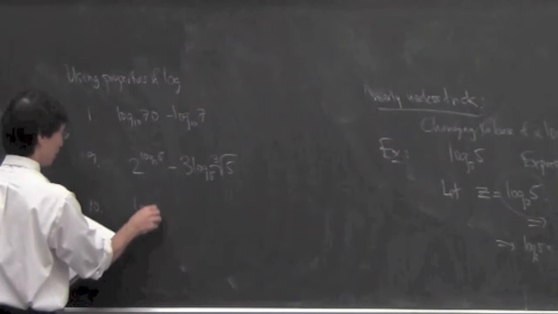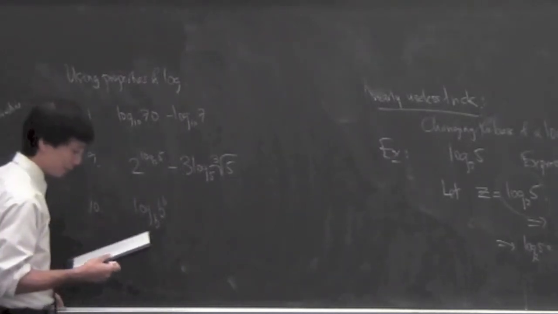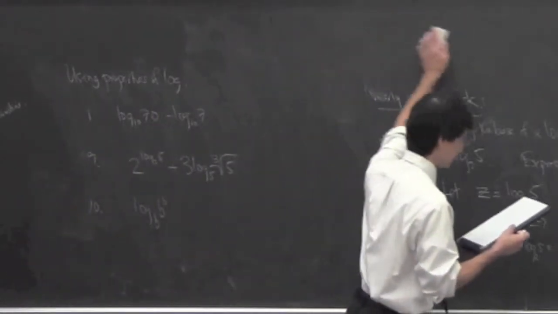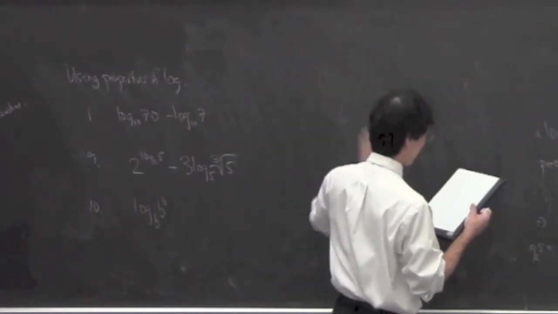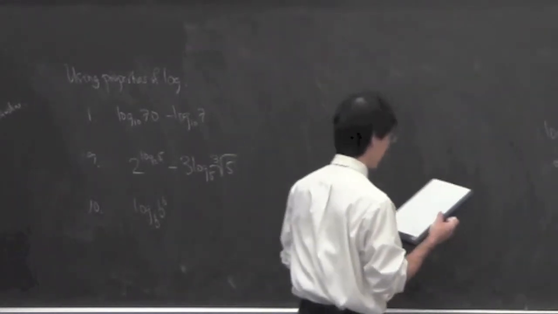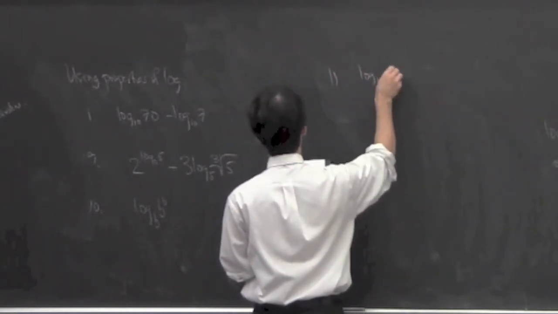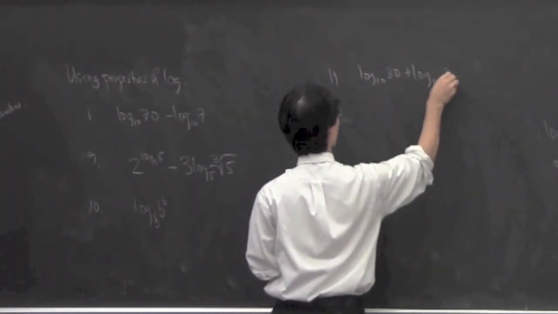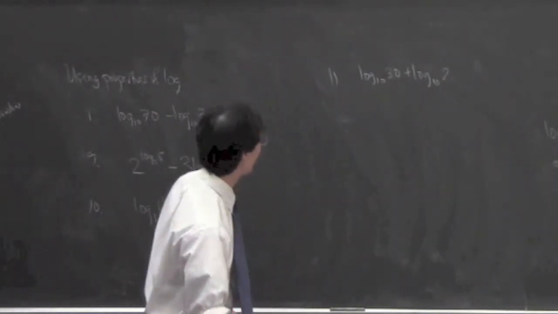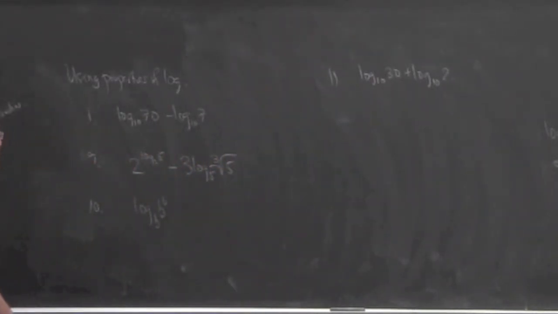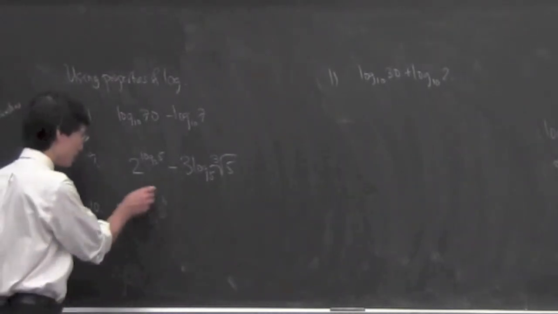Log base b of e to the b. And let's do this one also: log base 10 of 30 plus log base 10 of 2. Just for fun. So these are sort of like, if you see something like this, you can be a little clever and then reduce it to something simple. Let's do this one together.